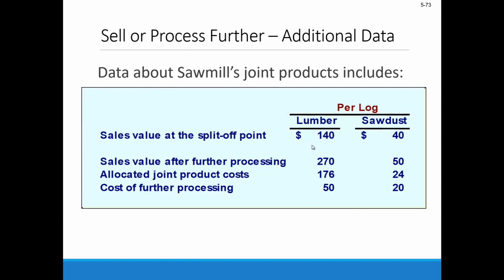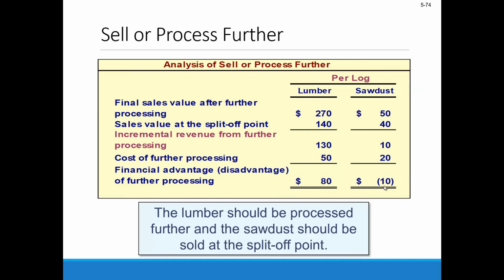Here's some data about Sawmill's joint products. The sales value at split off of the lumber is $140. That's the unfinished lumber. The sawdust is $40. After further processing, we can sell the finished lumber for $270 and the presto logs for $50. Here's some allocated joint product cost of $176 on the lumber and $24 on the sawdust. And then the cost of the further processing to go from unfinished to finished lumber is $50. And to go from sawdust to presto logs is $20. So we're going to try to decide, should we sell or process this stuff further?